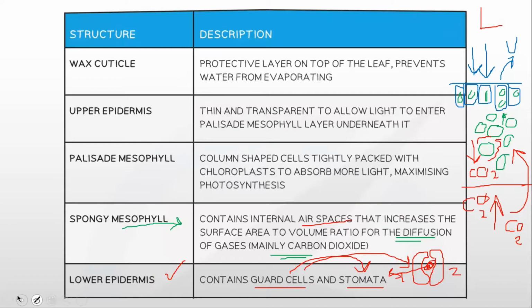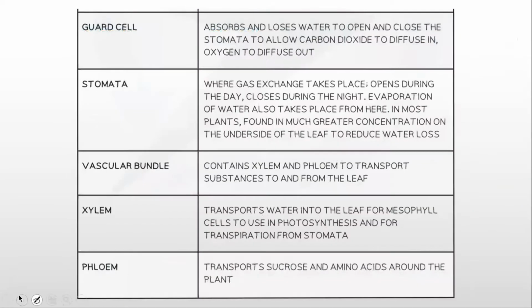It's the gaseous exchange organ of a plant. All you need to know: for the exchange of oxygen and carbon dioxide, we have stomatal openings in the upper and lower epidermis of a plant. These guard cells absorb and lose water to open and close the stomata to allow carbon dioxide to diffuse in and oxygen to diffuse out. Of course, carbon dioxide will diffuse inside the plant, oxygen will diffuse outside the plant.